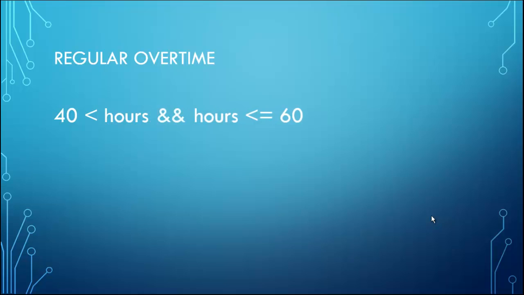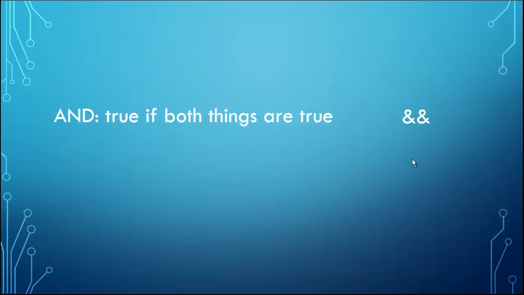This is now true if they've earned regular overtime. They've worked more than 40 hours, but they haven't worked more than 60 hours. And you might flip this around. I think it's a little easier to read the second version. Hours is greater than 40, and hours is less than or equal to 60. So AND is true if both conditions are true.